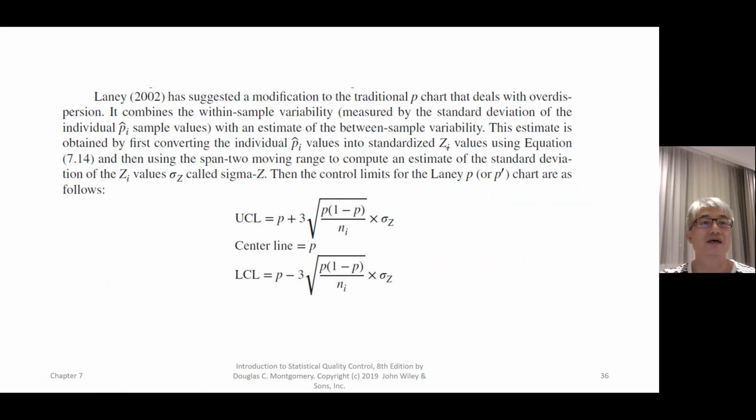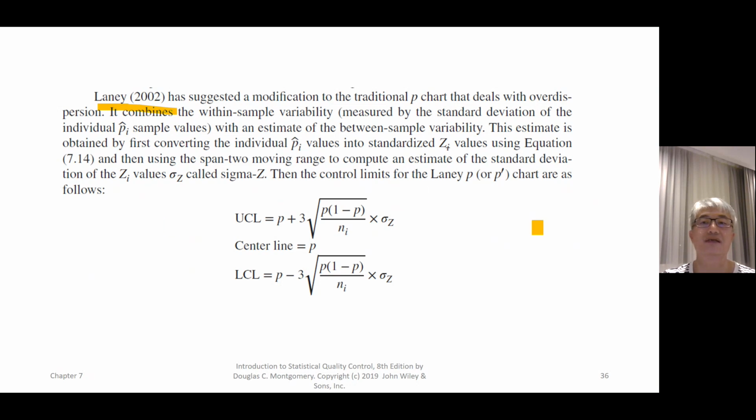So Laney, 2002, has suggested a modification of the traditional P-chart that deals with over dispersion and combines the within-sample variability, measured by the standard deviation of the individual p_i sample values, that is reflecting the sigma z, with the estimate of the between-sample variability.